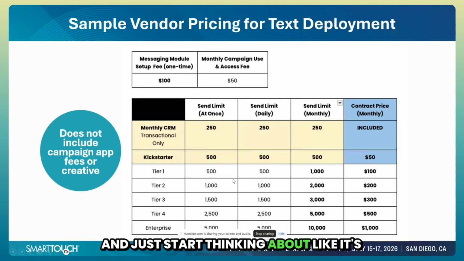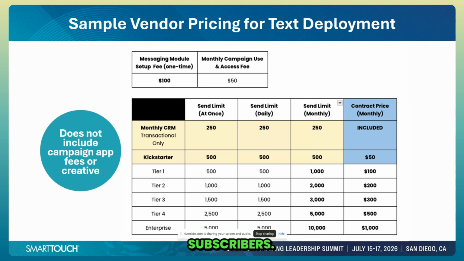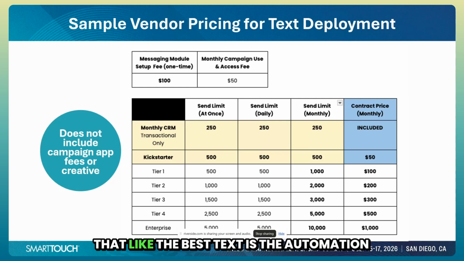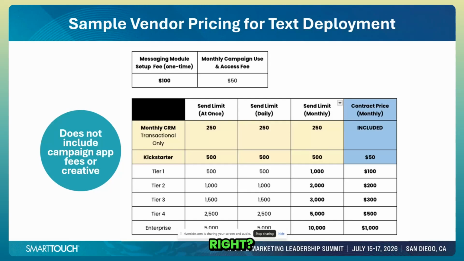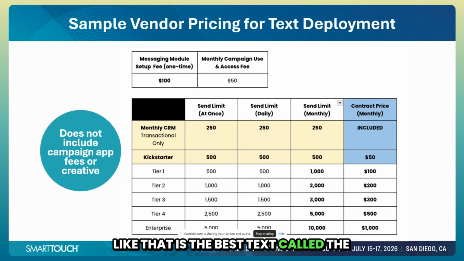And just start thinking about it, it's going to take a moment to grow a list of subscribers. Now, I encourage that the best text is the automation text that comes immediately offering an opportunity to engage with one of your online sales counselors or your community sales manager immediately to ask a question, right? That is the best text call to action, and that can happen day one. You don't have to grow a list.